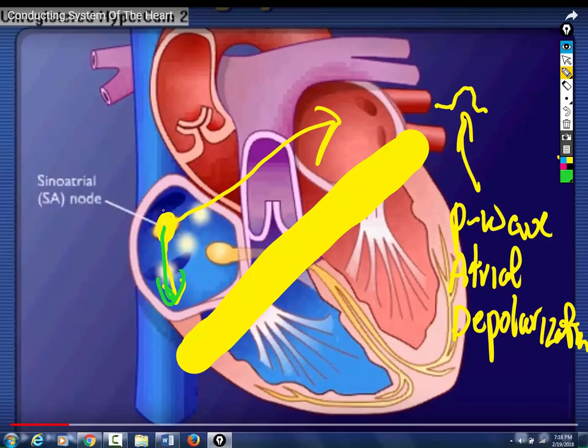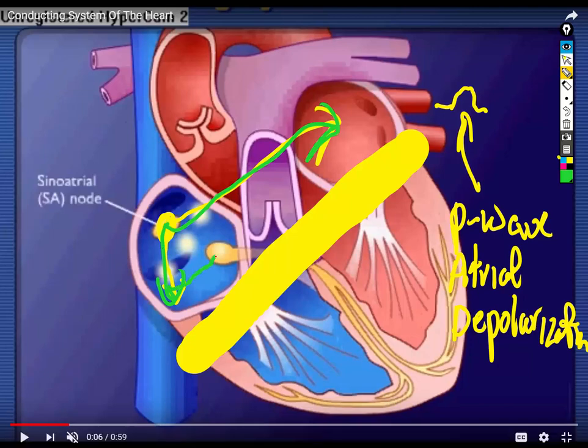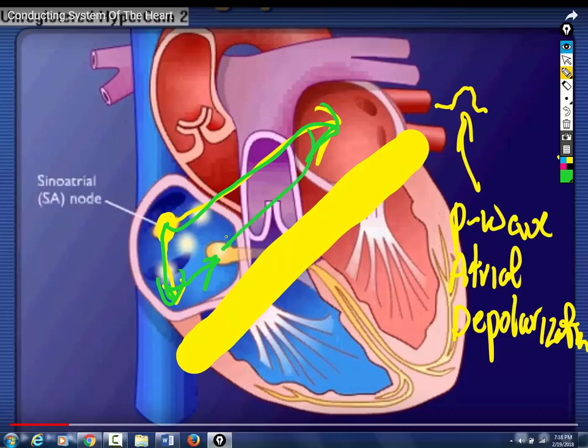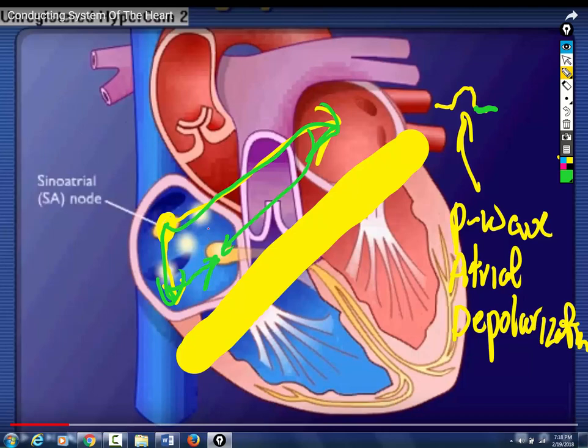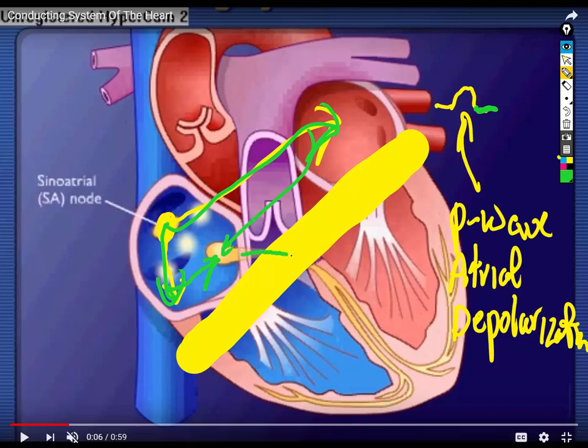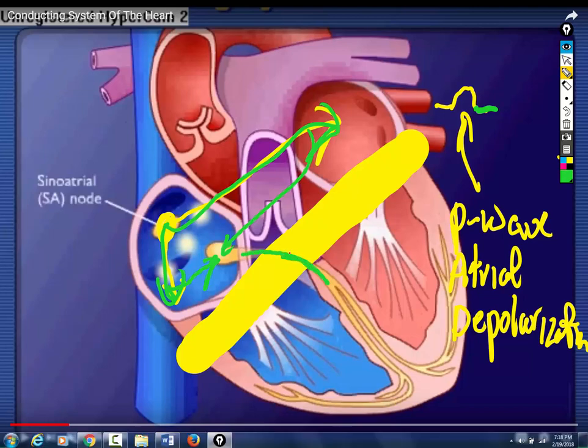So what happens is all of these electrical impulses that are generated by the sinoatrial node can't get to the ventricles directly, so they are funneled into the next portion of the electrical conduction system called the AV node. And in the AV node, there's an electrical delay. The impulse actually sits there for a minute to allow the atria to contract and push that additional blood into the ventricle.